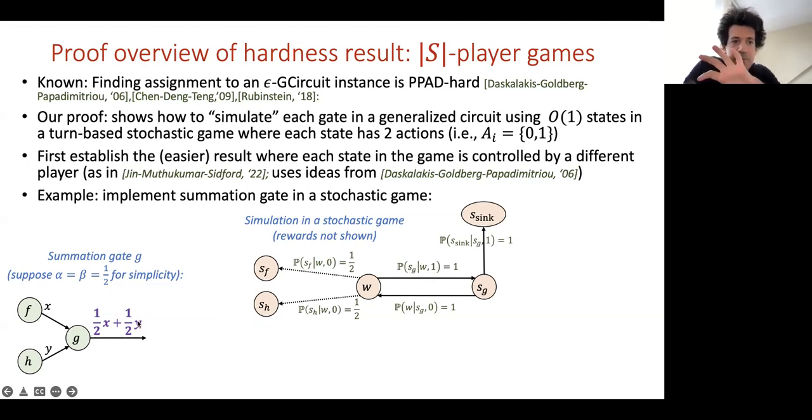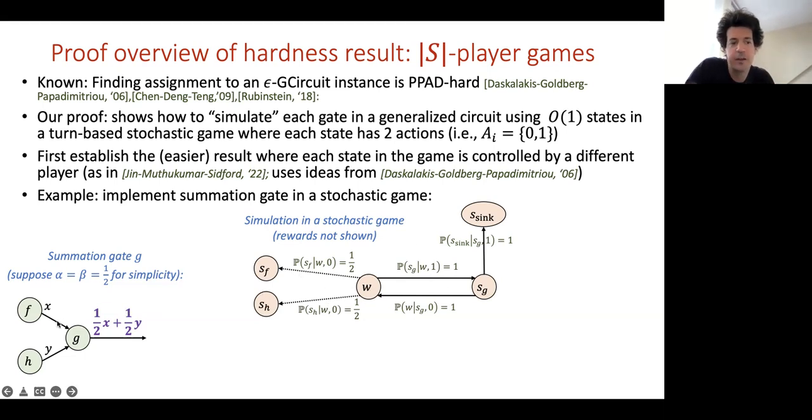And then you have some sort of auxiliary states that you introduce. So you introduce a state that sits in between the two states simulating the inputs and the outputs of the gate, and some sink state that is absorbing stuff. And you hook them up in the way you see here.